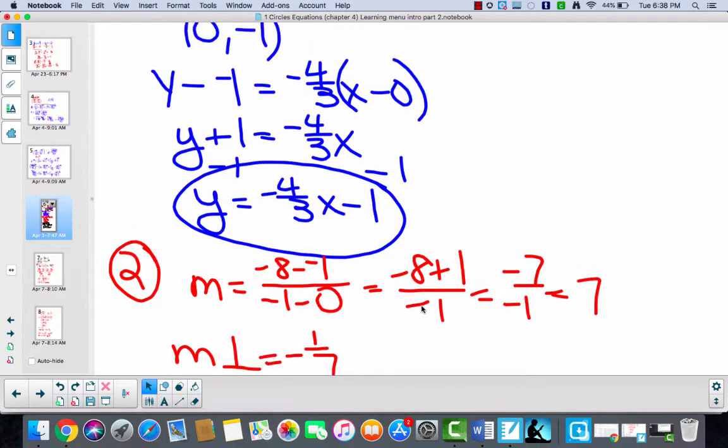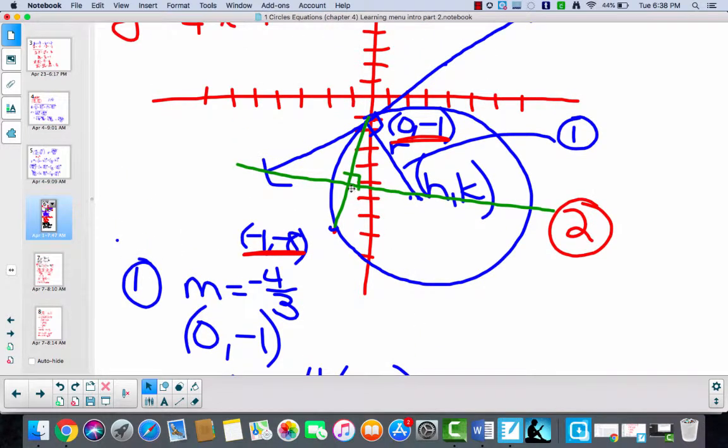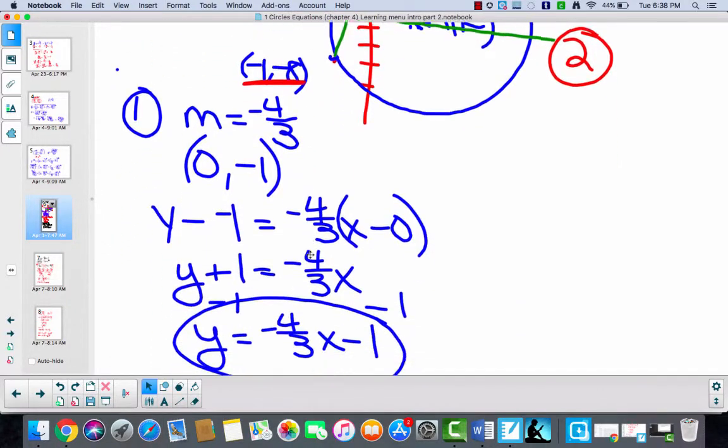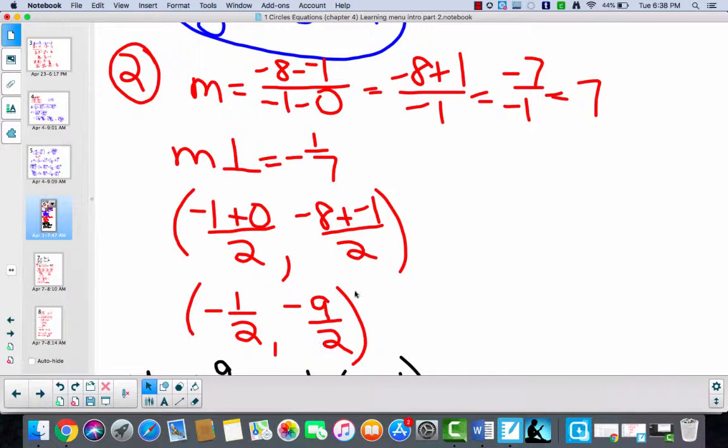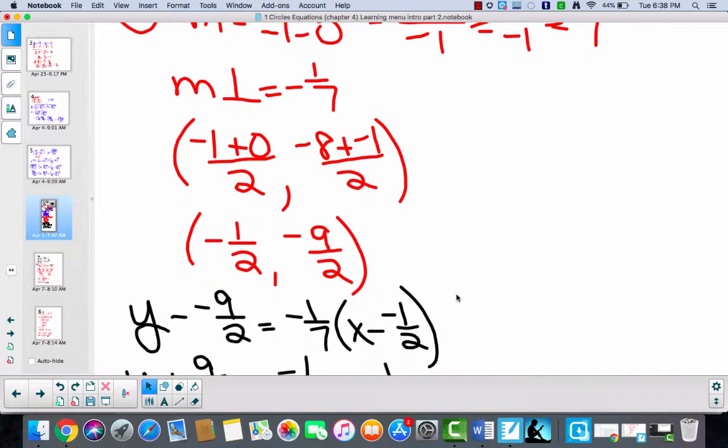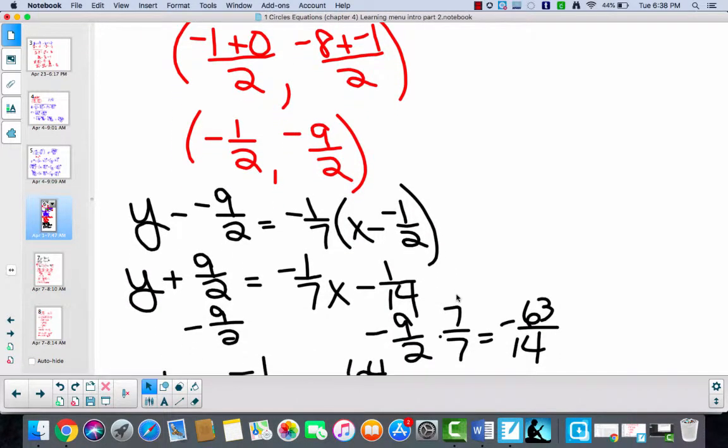Then we need the midpoint to be able to have a point on the line. And the midpoint, even though my drawing may not look like it, that's supposed to be the midpoint, is x1 plus x2 divided by 2 and y1 plus y2 divided by 2. When we do that, we get negative 1/2 and negative 9/2. Negative 1 plus 0 over 2, negative 8 plus negative 1 over 2. Now that we have the point and the slope, we can again use that point-slope form and end up with our equation of the line.